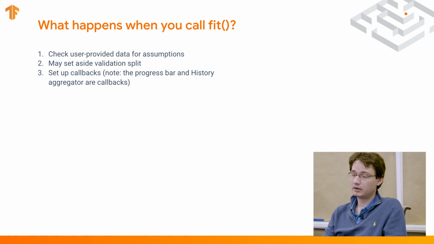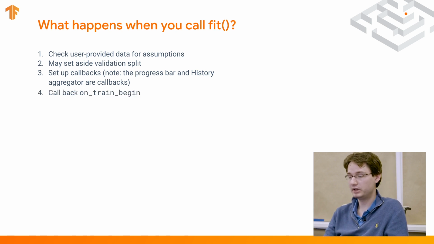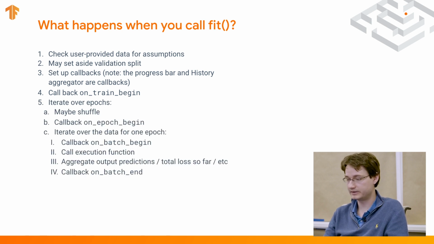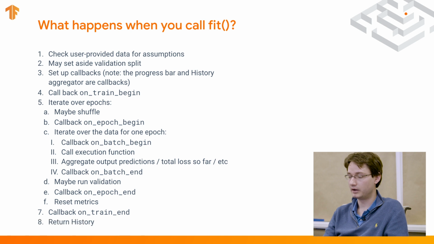How often are callbacks called? They're called at different points during training. A callback implements the methods onTrain begin and onTrain end, which are called at the very beginning, before training, and after training is over. Then for each epoch, you have the methods onEpoch begin and onEpoch end, called before the start of an epoch and after the epoch is finished. And finally, there are batch level methods, onBatch begin and onBatch end.